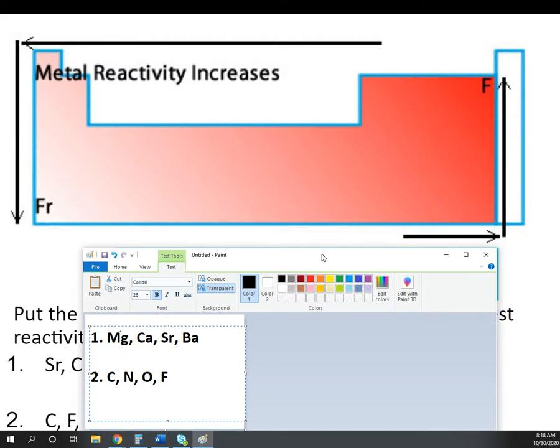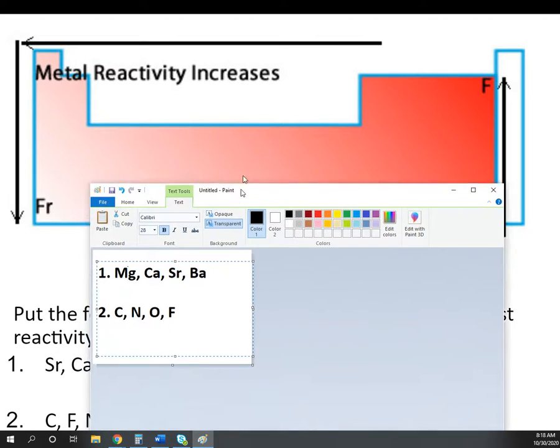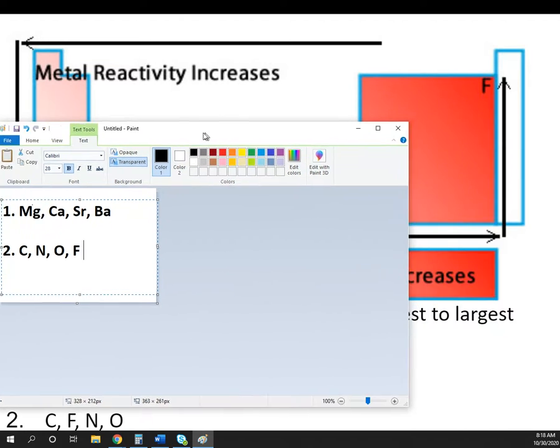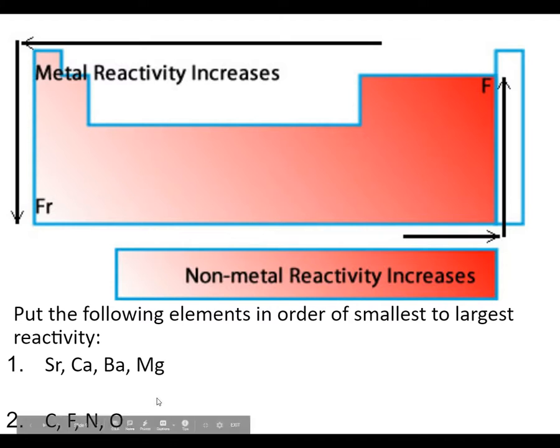If we look at our trend for our nonmetals, it increases left to right. So in the same period, carbon is going to be our least reactive nonmetal. Nitrogen's a little bit more reactive. Oxygen's a little bit more reactive. And our most reactive nonmetal is fluorine in our halogen group. So hopefully you guys got that pattern right according to the trend that you see here on your periodic table.